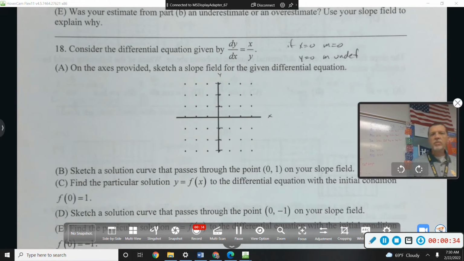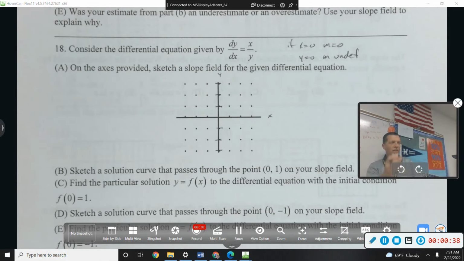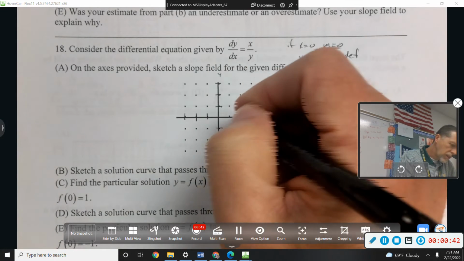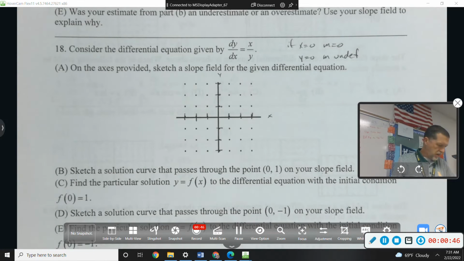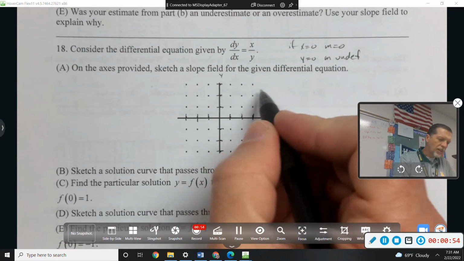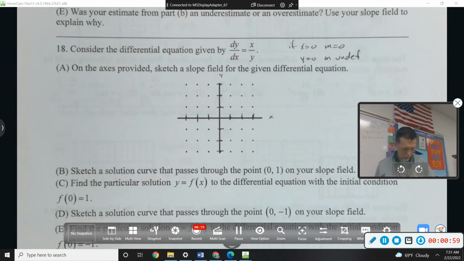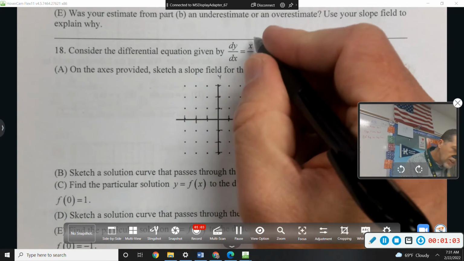Now remember, that doesn't mean that there's nothing there. It means undefined slope, which by definition is up and down, vertical slope. And I think that's all the easy ones I've got. Now I've got to go kind of point by point. I had been starting in the top left, but yesterday I switched to starting in the first quadrant. Everything was positive. That way I don't have to worry about signs yet. So I don't know. It doesn't really matter where you start.